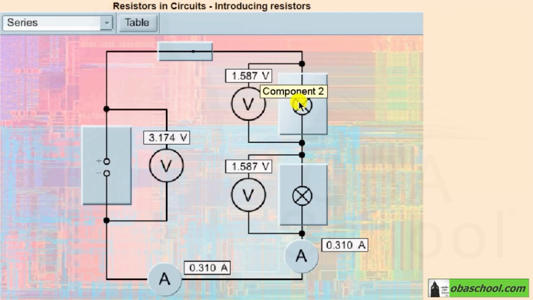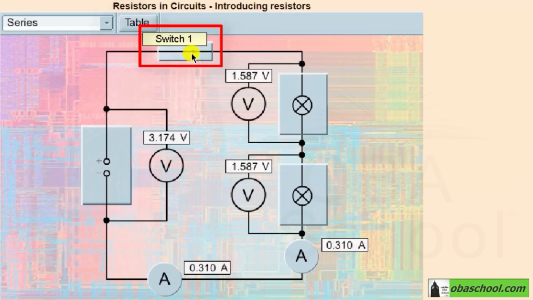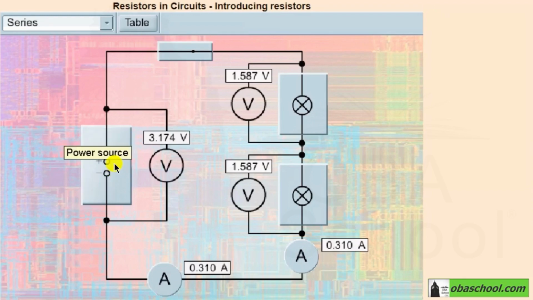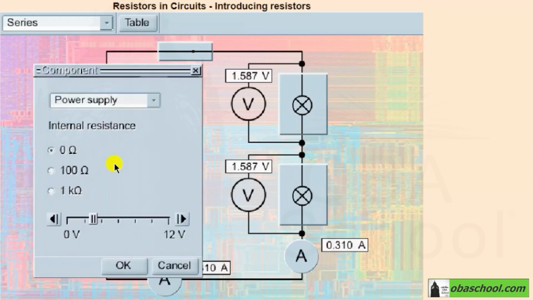And here's another component too, connected in series with the first component, and there's a voltmeter connected to component 2 in parallel to read its voltage. And here's a switch. All these components can be replaced with different components by clicking on them and selecting a different option. So let's click on the power supply to open the component box.